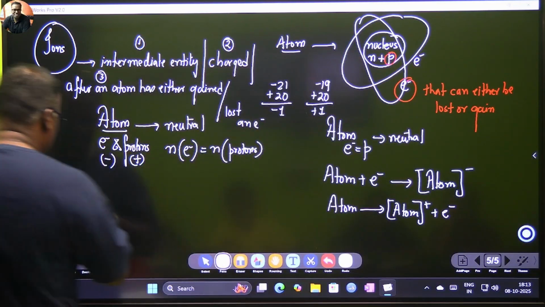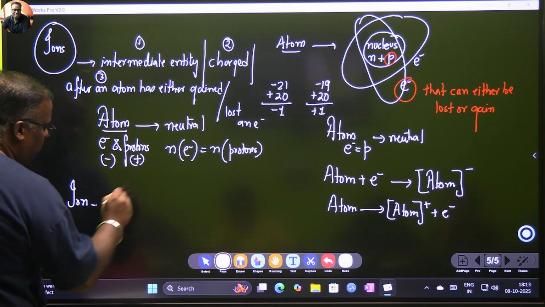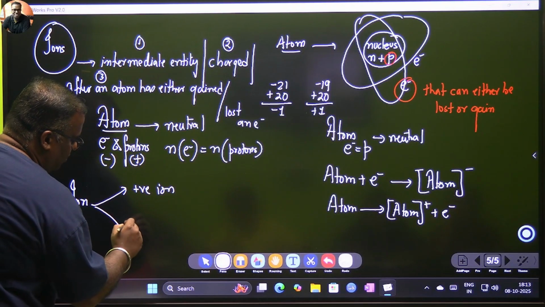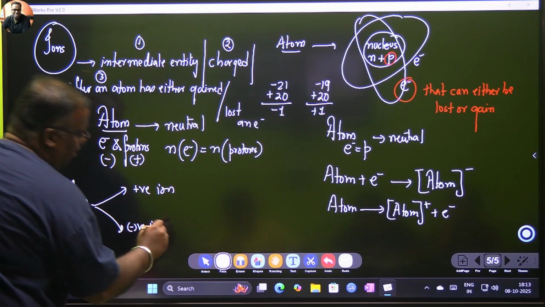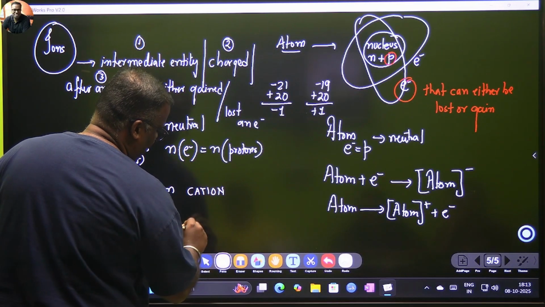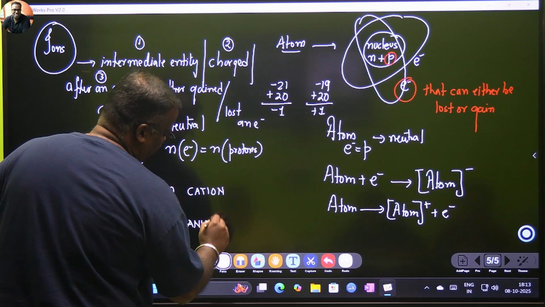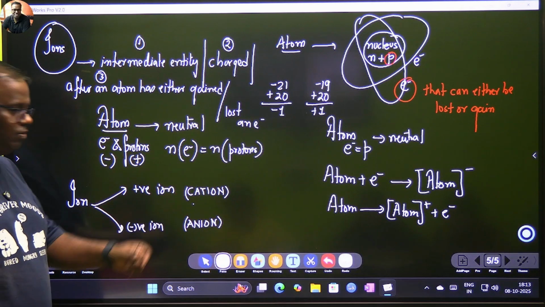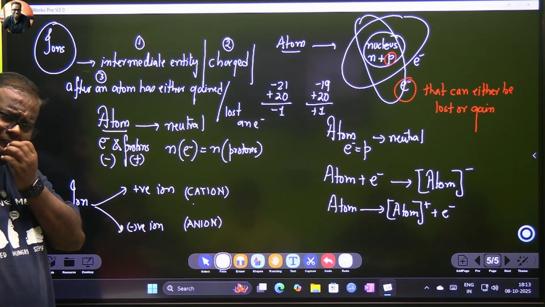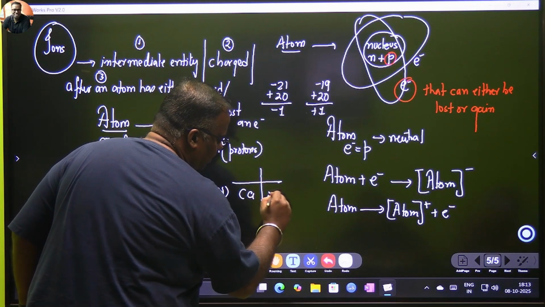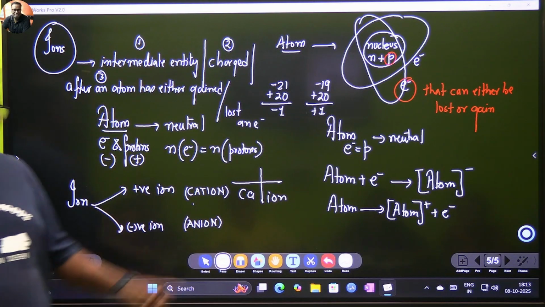So further I say an ion can be a positive ion and an ion can be a negative ion. If you are a positive ion, you are called a cation. If you are a negative ion, you are called an anion. Now many children will confuse this. Now look here, the beauty part. Many children will confuse this afterward. Anion was positive. So whenever you write cation, you should write cation. Do you understand the logic?